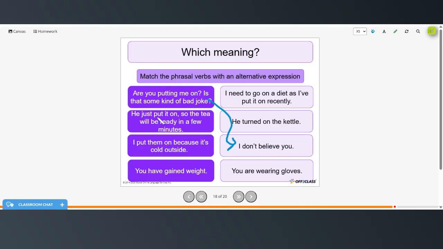He just put it on, so the tea should be ready in a few minutes. He turned on the kettle. I put them on because it's cold outside. You're wearing gloves, and you have gained weight. I need to go on a diet, as I've put it on recently.